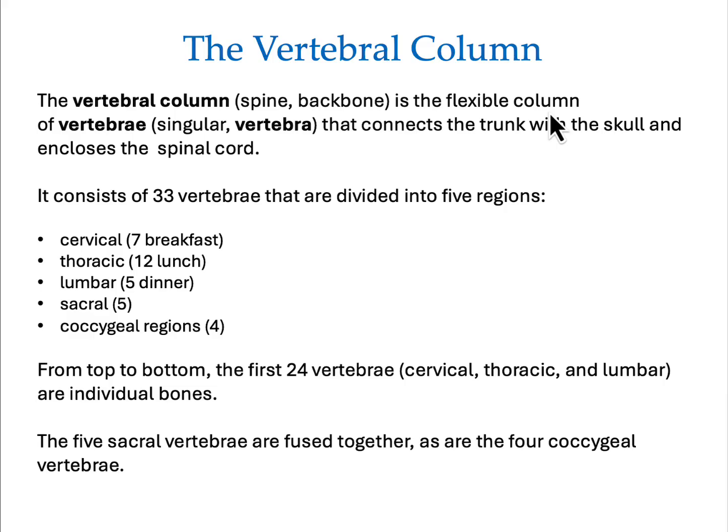So if we look at these, and if somebody ever asked you to say the number of actual vertebrae in each of these regions, you could look at cervical as being 7 vertebrae, and we could say 7 o'clock is breakfast time for some of us. Thoracic has 12 vertebrae, and 12 o'clock is lunchtime. And lumbar has 5, and that might indicate 5 o'clock for an early dinner. And then the other 2, sacral 5 and coccygeal 4. From top to bottom, the first 24, cervical, thoracic, and lumbar, are individual bones. The 5 sacral are fused together along with the 4 coccygeal vertebrae.